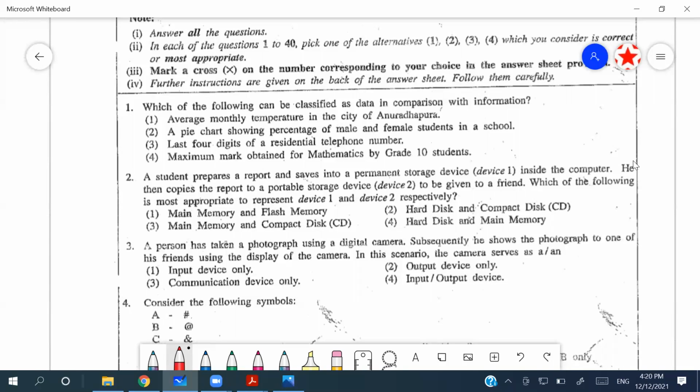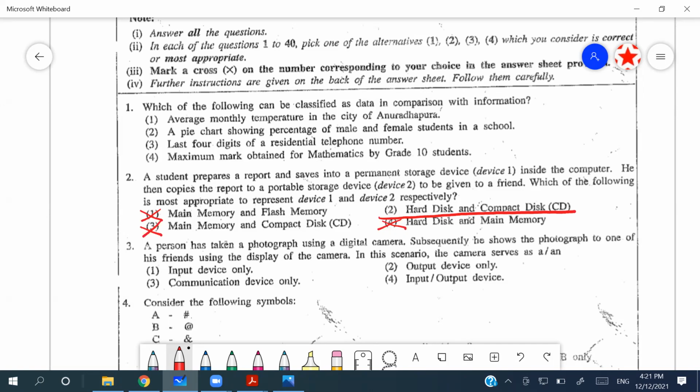Right, so what they're asking is what is most appropriate to represent device 1 and device 2. Device 1 is going to be a storage device inside the computer, and device 2 is going to be a portable storage device. Main memory is not a permanent storage device, so definitely A is wrong, 3 is wrong. So the hard disk and the compact disk, yes, the second one is going to be the answer. Since the main memory is here, this one is not going to be a portable device as well, right? So device 1 is hard disk, device 2 is the compact disk.